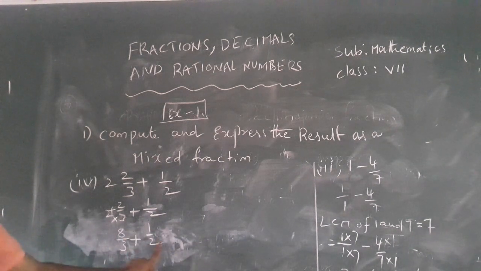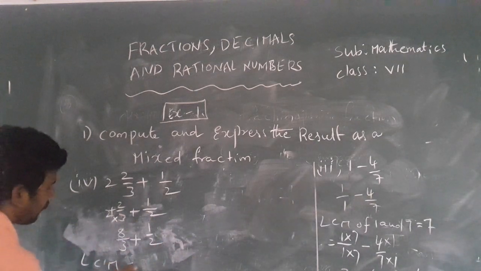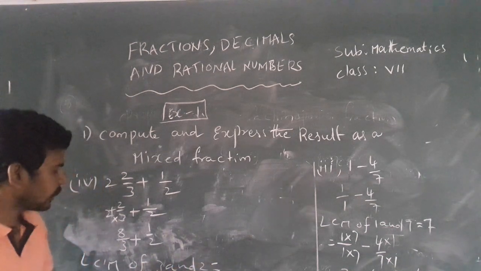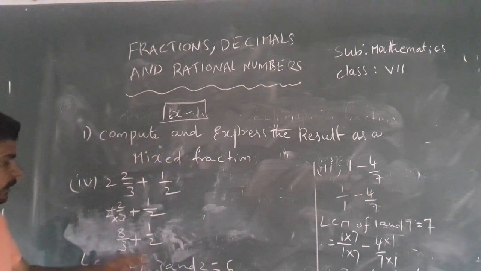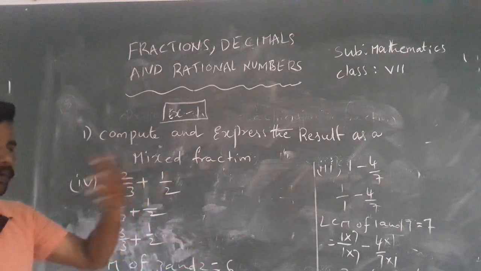Denominators here are 3 and 2. So for unlike fractions, you should find the LCM. LCM of 3 and 2 equal to, 3 2s are how much, children? 6. Why is it 6? Because 3 and 2 have no common factors. That's why 3 into 2 equal to 6.